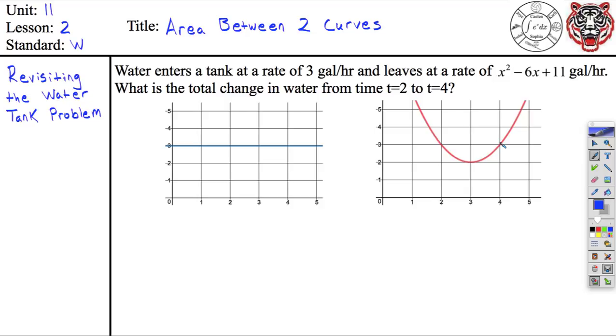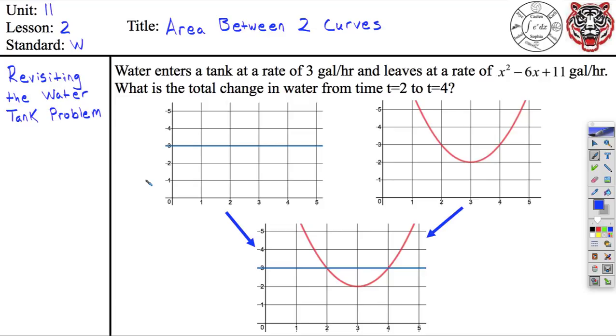All right, so what we're going to do is combine those two graphs. I guess we could have written them at the same time, but you know that those are the two rates. If we combine them into one graph, we'll have this graph. So I want to find the total change between 2 and 4. So what I'm really going to be looking for is this combined area, and we'll call this the total change R.